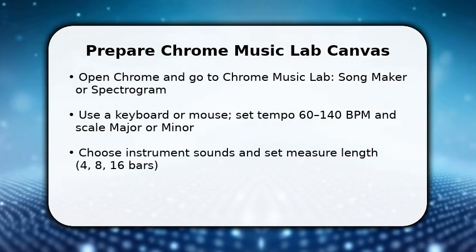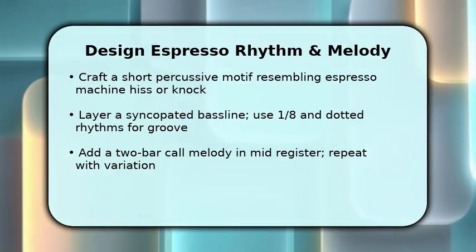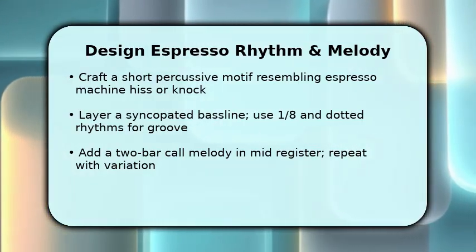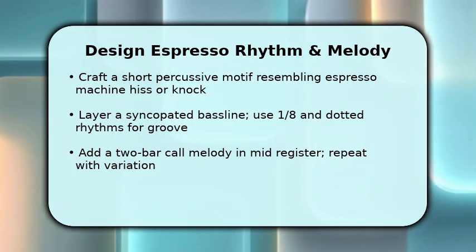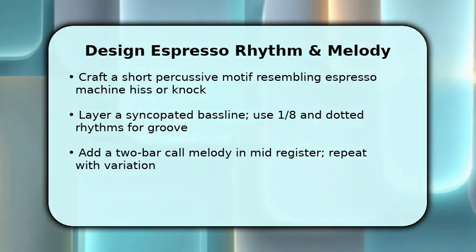Now you program the Espresso character. Place tight hi-hat ticks and a short hiss-like percussive motif to mimic machine accents. Then enter a bass line that uses 1/8 and dotted rhythms to push forward. This gives a pumping feel.